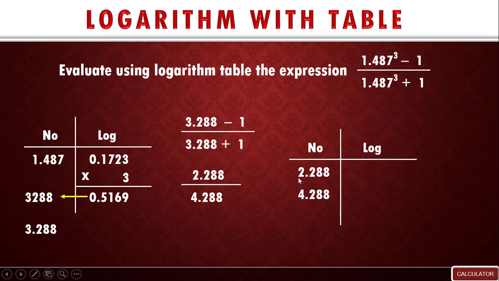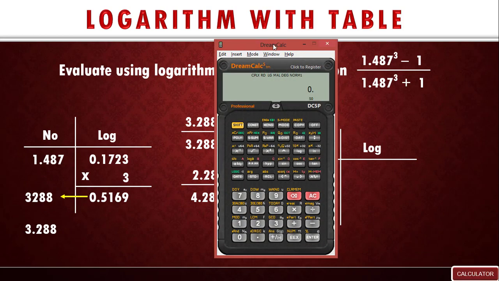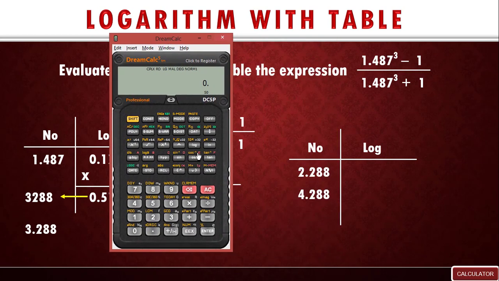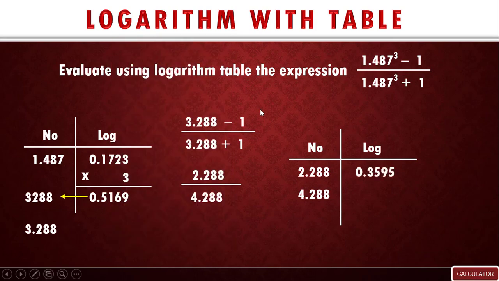If you look at the 2.288, 2.288 is greater than 1. That means we can use our calculator to determine it directly. So let's use our calculator. So log 2.288, press equals to or enter. That will give us 0.3595. If we approximate it, 0.3595, and we have that right there.